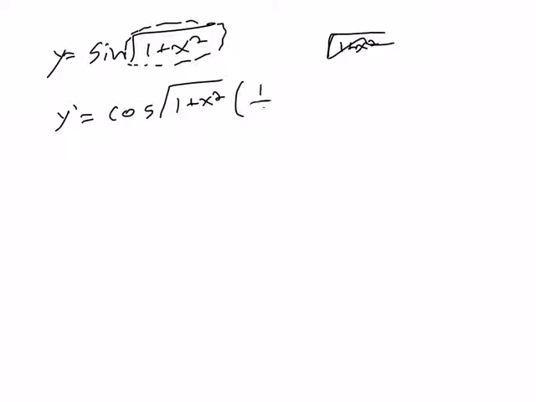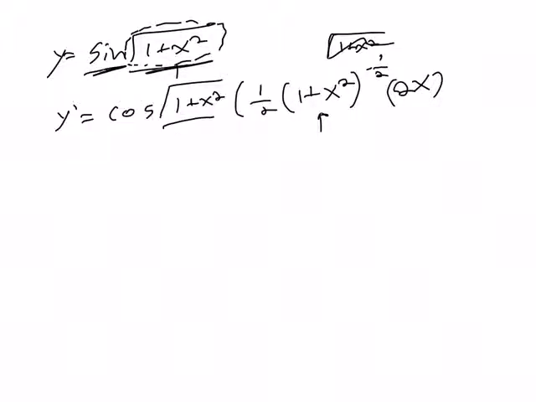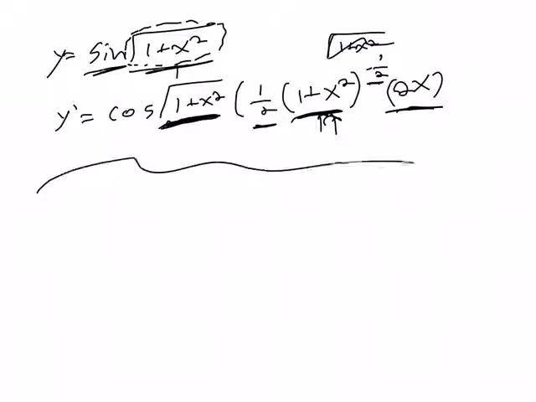So that's going to give us a half of 1 plus x squared to the negative a half. But now we have to take the derivative of this function, so that's times 2x. So this is, again, two chain rules. First chain rule, we get cosine and the thing inside, and then times the derivative of the thing inside. So the square root drops down, we get a negative a half over here, we keep the thing inside the square root, then we take the derivative of it, and we get that.